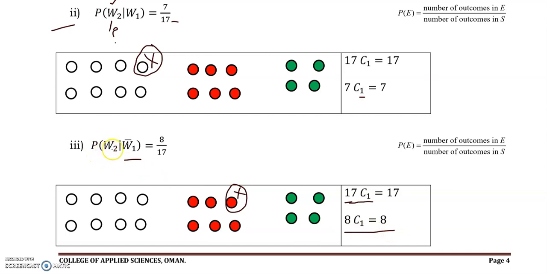Now we have to calculate W2. Second ball is white. Now how many white balls remain in total? Now 8. So now I'm going to select one white ball from the existing 8 white balls. So 8C1 is equal to 8. So here the probability of W2, where W1 bar is the condition, we can write 8 in the numerator. In the denominator we can write 17, because this is the total number of outcomes.